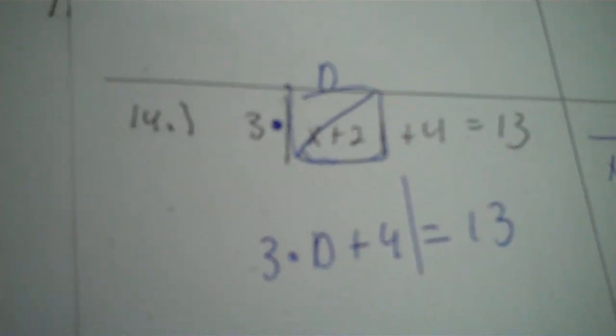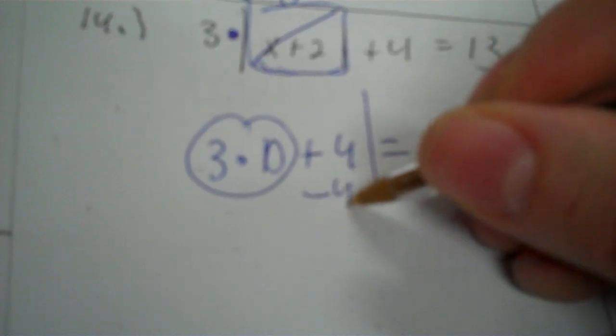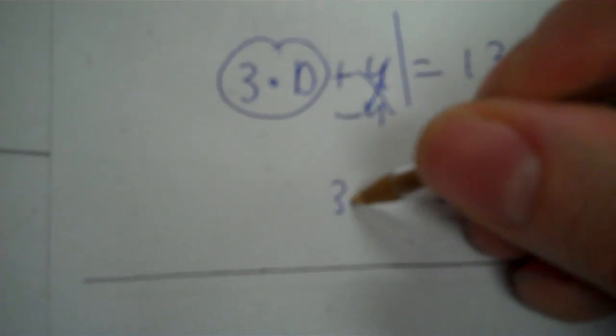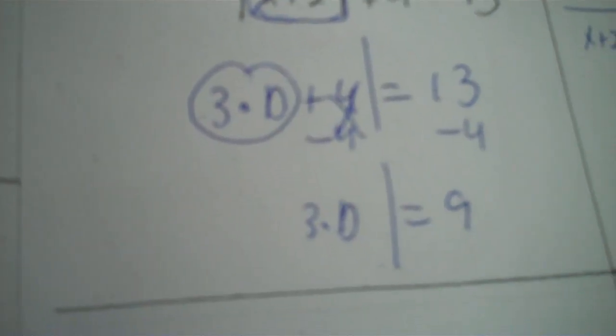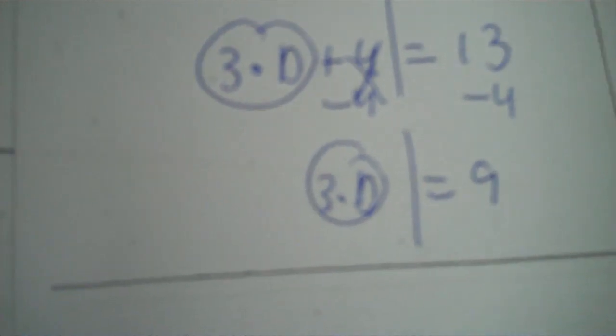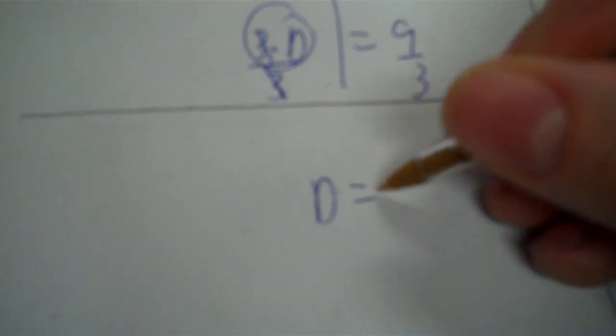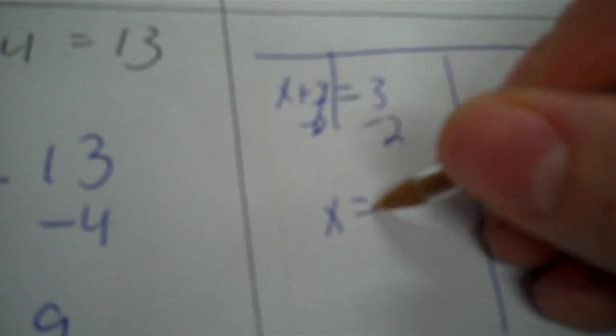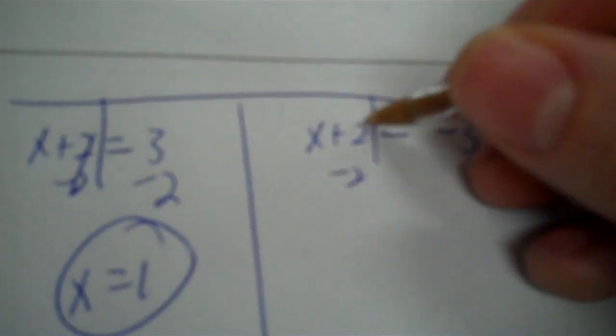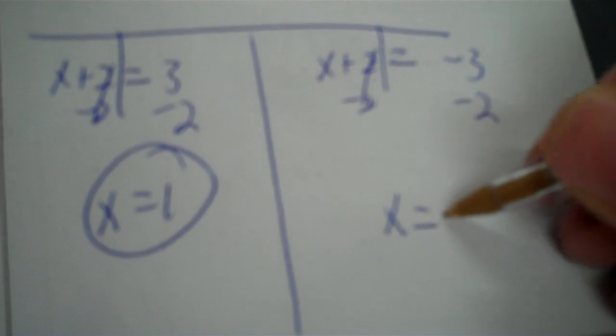Now we have to undo the operations that are happening on the d side. You got times and plus, so I'm going to minus 4. 13 minus 4 is 9. And over here you have 3 times d. Okay. So to get rid of a multiplication, we would divide. 9 divided by 3 is 3, so d is equal to 3. So we could have 3 or negative 3, and then we solve. Only operation we got is plus 2, so we minus 2, and that's 1. Then I minus 2, and that's going to be negative 5.